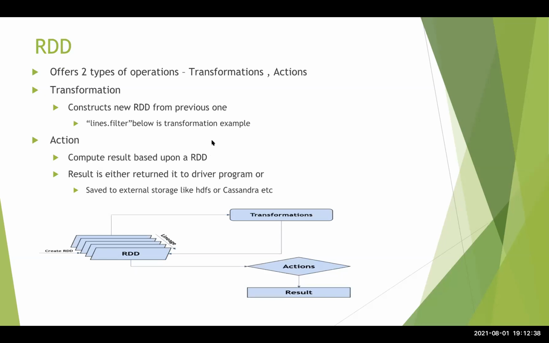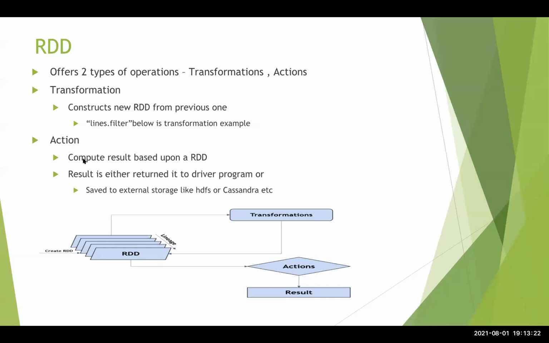There are two types of operations you can do on an RDD. One is transformation and one is action. Now, what is transformation? There are various transformation functions. You can do map, you can do filter, you can do map partition, and there are a lot of those. We'll cover most of these later. A transformation constructs a new RDD from the previous one. Like I said, this RDD called lines, and you say lines.filter. That is an example, and that filter will give you a new RDD. It never changes an existing RDD. And every transformation will construct a new RDD from the previous one.